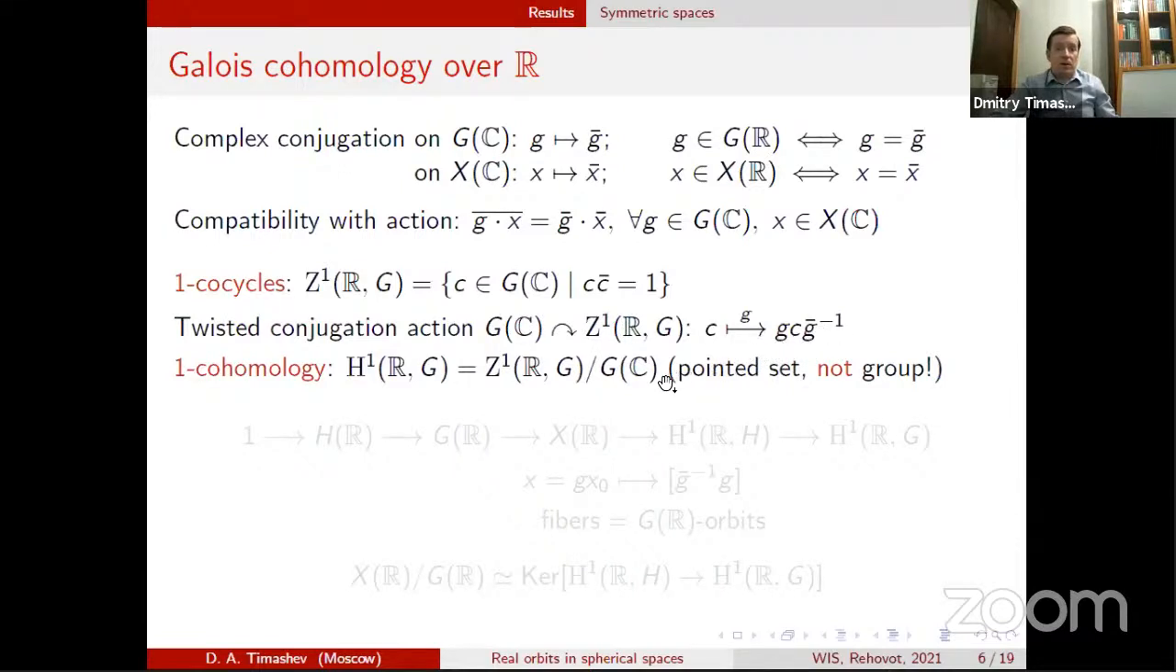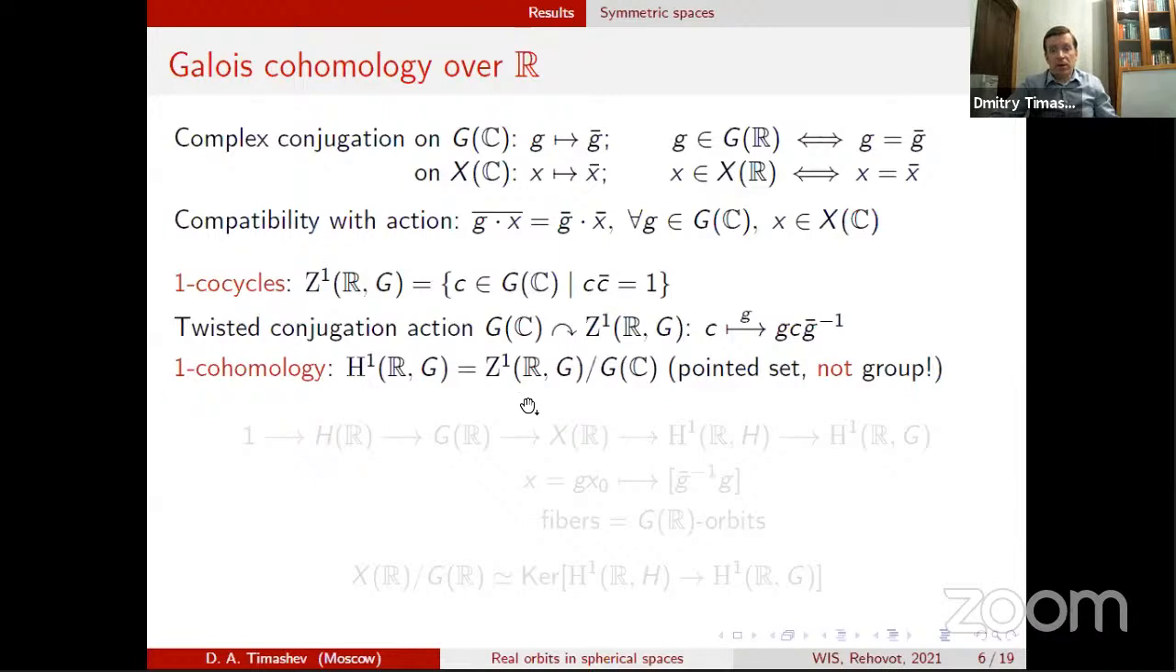And the Galois first cohomology set is just the set of orbits for this action of complex G on 1-cocycles. Let me warn you that in general, it is not a group. So Galois cohomology is not a group. It is just a pointed set. You have the neutral element given by the unit element in G. This is the neutral element in the set of cocycles, and it gives you the neutral cohomology class. This is a base point. But there is no group law on this set, unless G is abelian.